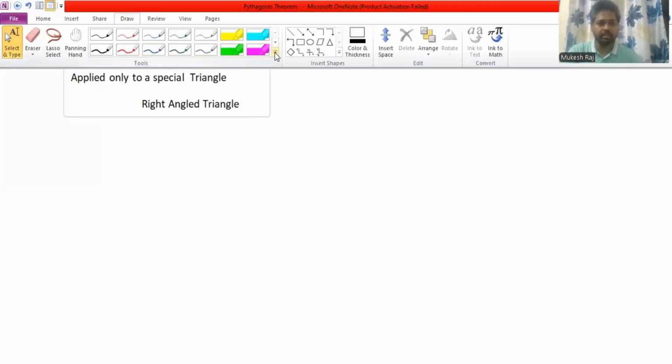First of all, the Pythagoras theorem is applied only to a very special triangle, and this special triangle is the right angled triangle. In this right angled triangle, there are three different aspects of consideration. Let us first understand this by a diagram, then proceed with the nomenclature, and then switch to the application of the Pythagoras theorem.